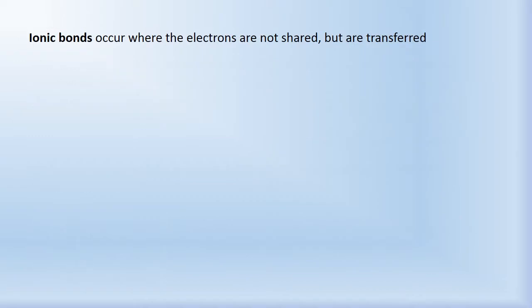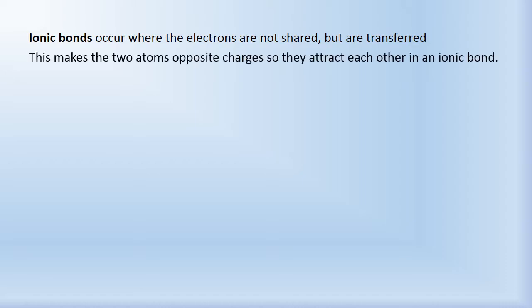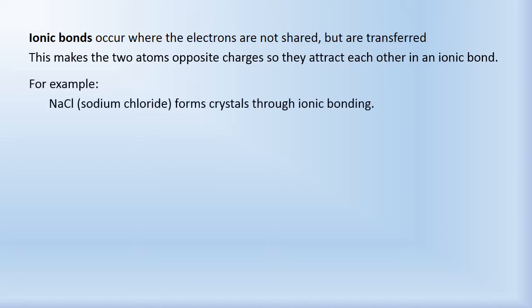Ionic bonds. These occur where the electrons are not so much shared, but they're actually transferred. This makes the 2 atoms of opposite charge, so they attract each other, and this creates the ionic bond. For example, sodium chloride forms crystals through ionic bonding, and sodium chloride, of course, is salt.